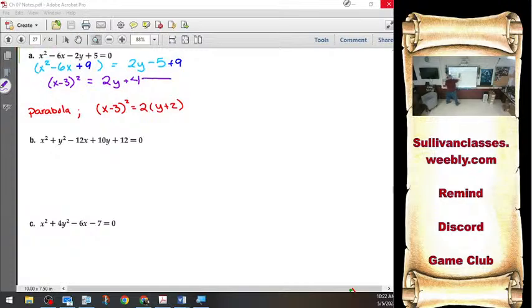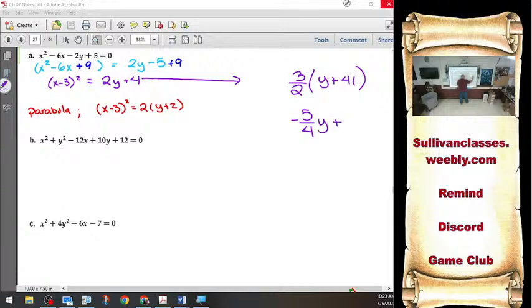What if that was 3 halves y plus 41? What did it start as? 84. You distribute into it, right? So can you work backwards? What if I had -5/4 y plus 37? Can you factor and find the 4p value and the k value?